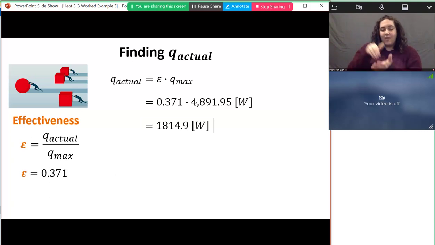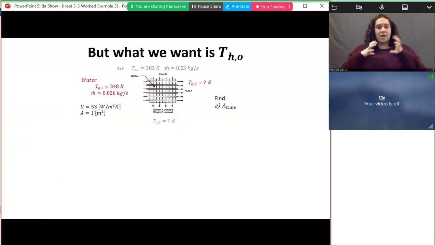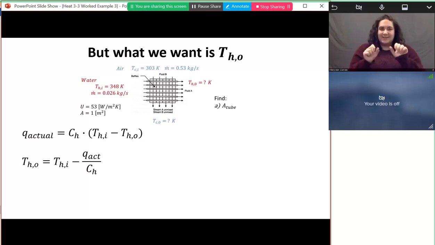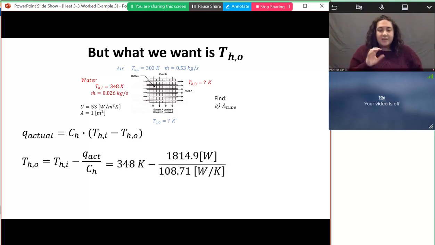But in this case, you could think about it. Your client asked you, I think they wanted to know what the hot outlet temperature was. Right? So what we actually want is T hot out. But now I know how much heat is being transferred. So then I can say big C on the hot side multiplied by delta T on the hot side. I can isolate this equation for T hot out, put some numbers into my calculator, and get the value of the hot outlet temperature.